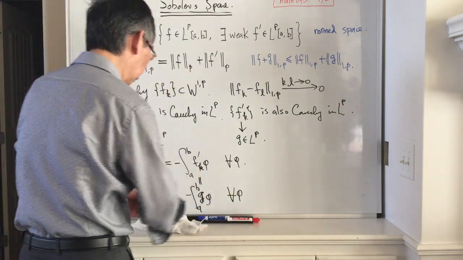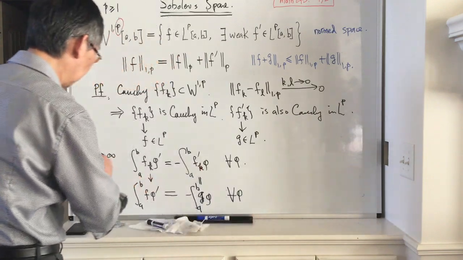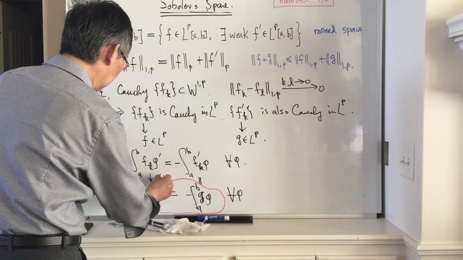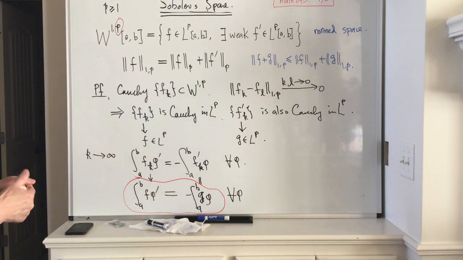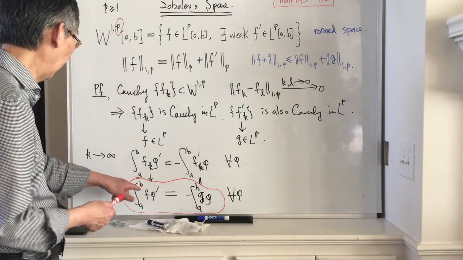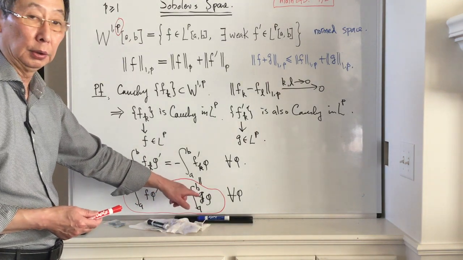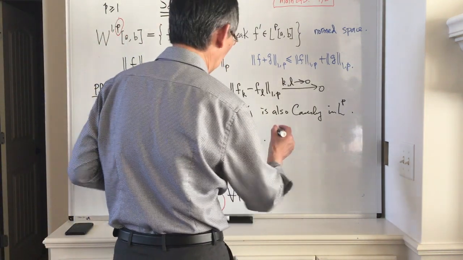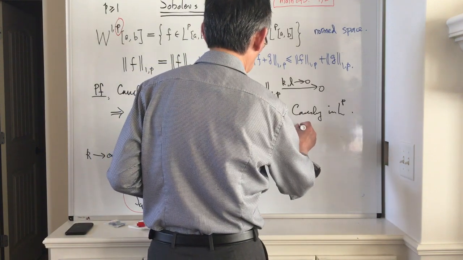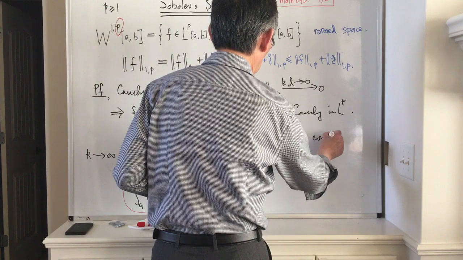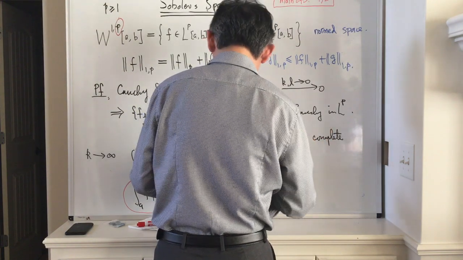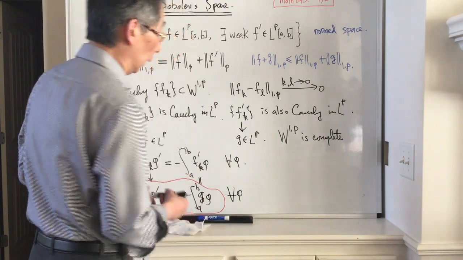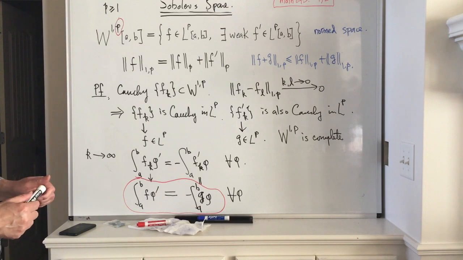So this simply shows that this Cauchy sequence has a limit in the W^{1,p} space, and this limit is f. From here you can see that f carries the weak derivative g, which is also in L^p. So now you can conclude W^{1,p} is complete. This shows that this space actually is a Banach space.